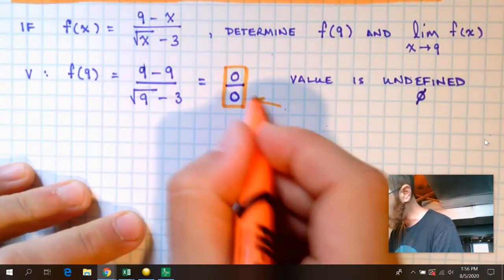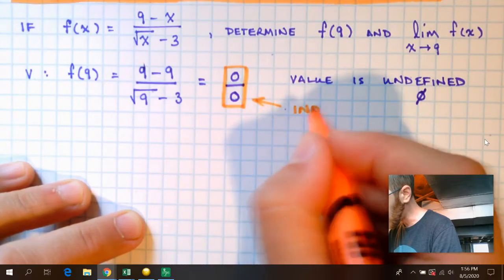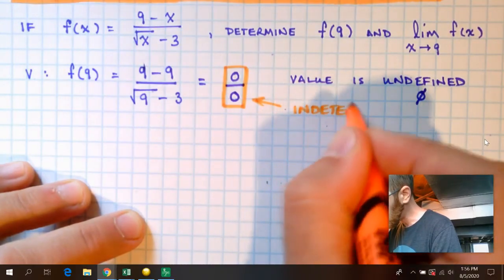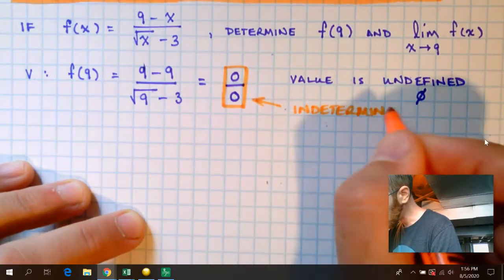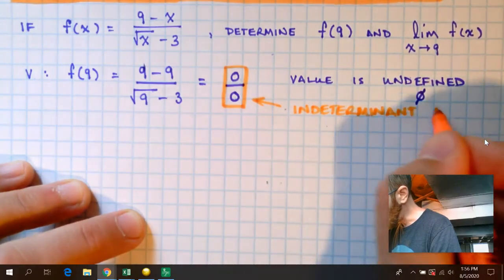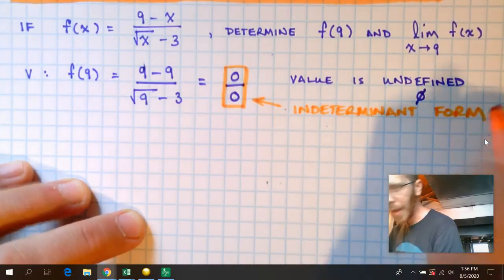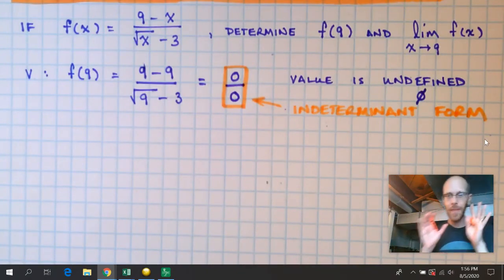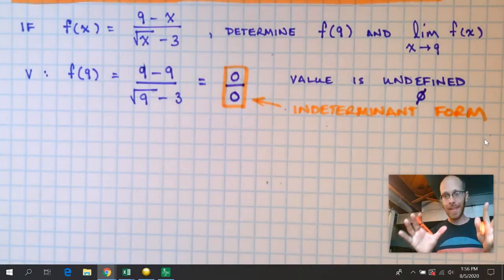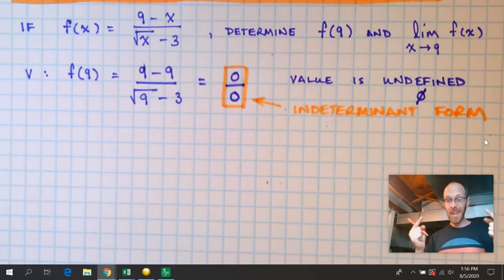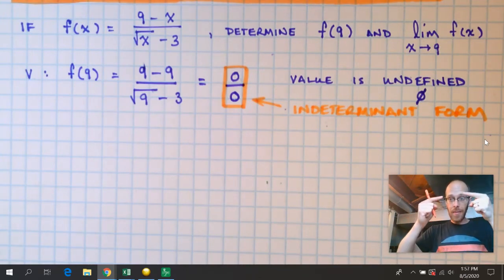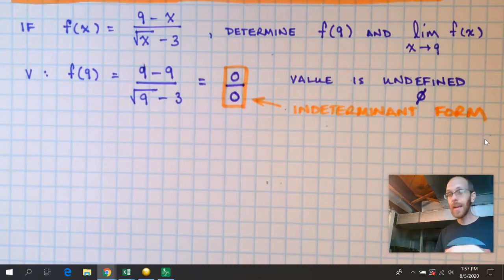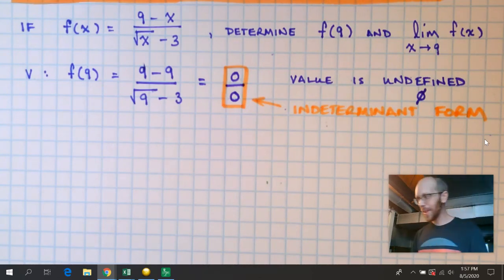Now, if this is 0 over 0, that's a big uh-oh as far as the limit goes. Because as you may recall from an earlier lesson, 0 over 0 means that we have an indeterminate form. And what that means is while we know that there is no value there, there is definitely a hole. There might be a limit. On either side of 9, it might be approaching something.